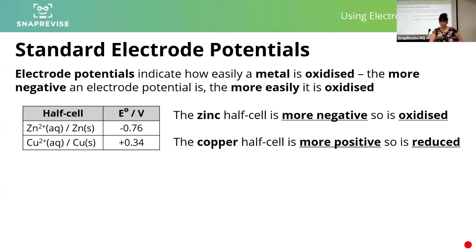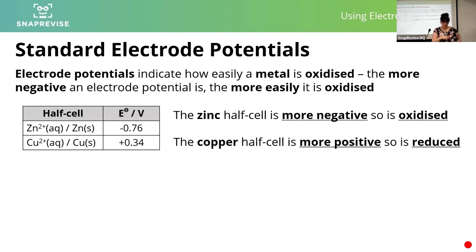A copper half cell is more positive, so it's reduced. Personally, I think about it in terms of reduction potentials. These are reduction potentials. So the more positive it is, the better at reduction it is. And that kind of fits together in my head quite nicely. So the more positive it is, the more likely it's going to do reduction, or the better at reduction it is, because it's more positive at reduction. Obviously, the vice versa is therefore true. The more negative it is, the more likely it's going to be oxidized.